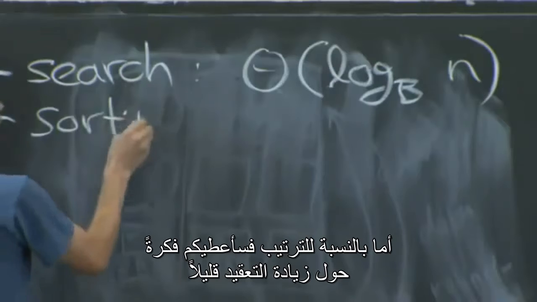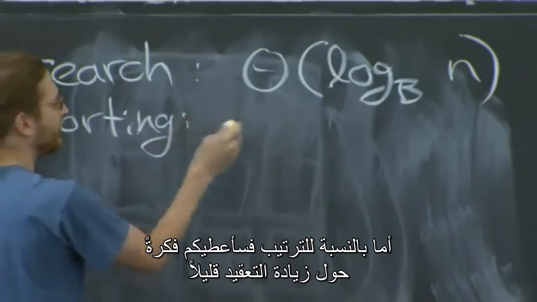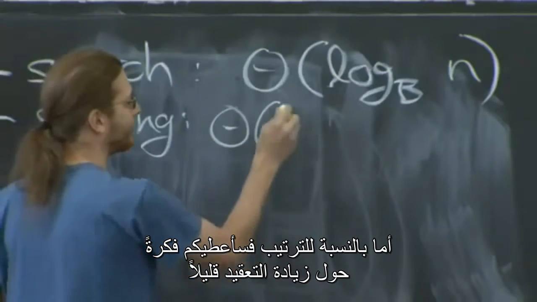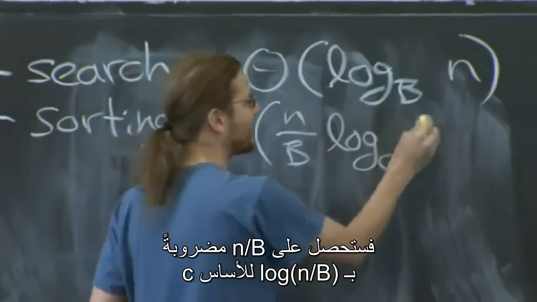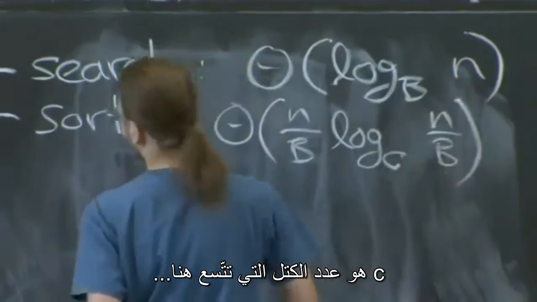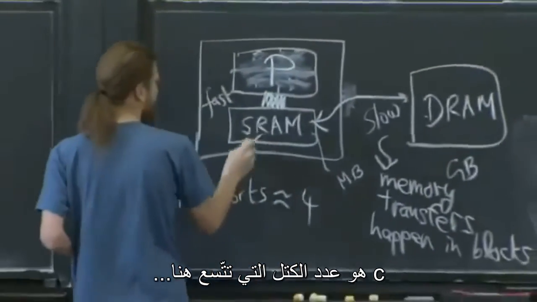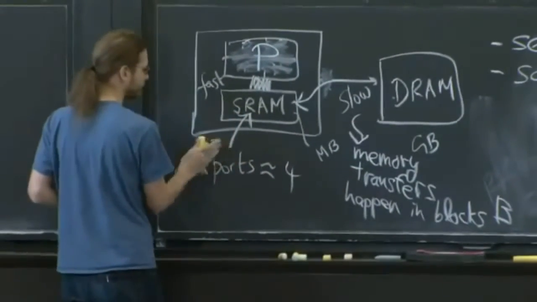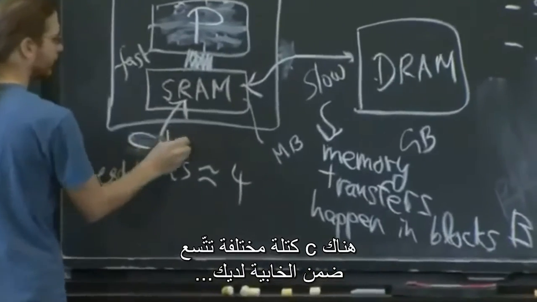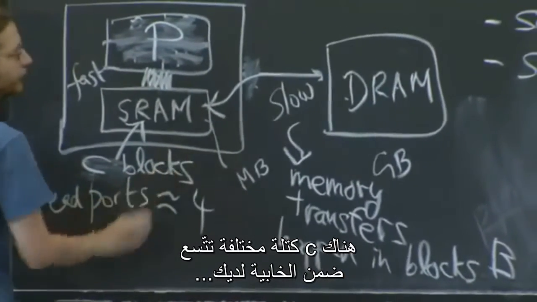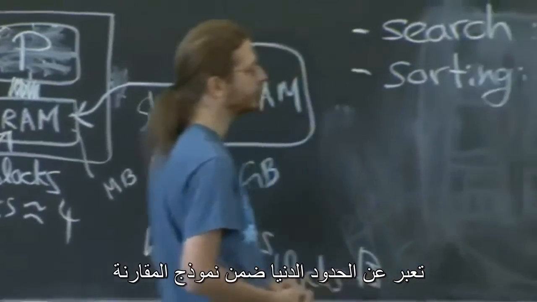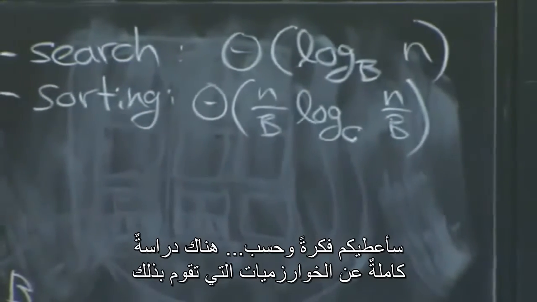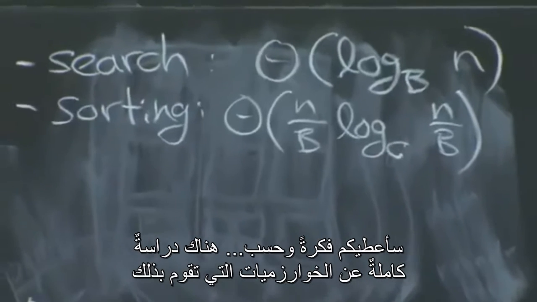Sorting, another classic. Just to give you an idea of how this gets a little complicated, you get n divided by B times log base C of n divided by B. C is the number of blocks that fit in your cache. So there are C different blocks that fit in your cache. That's the optimal way to sort. There are upper and lower bounds in the comparison model. Just to give you a flavor, there's a whole study of algorithms that do this.